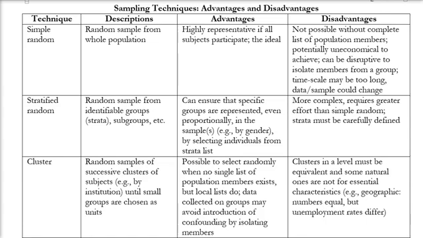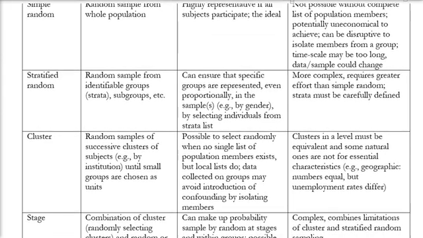Okay, now coming to stratified sampling. We make strata, we make different identifiable groups. Now what is a stratum? A stratum is a group which has the same features or the same characteristics. So these are the keywords that you should take into consideration. Advantages: can ensure that specific groups are representative, even proportionally, in the sample. Disadvantage: it is more complex and requires great effort because you have to then determine the strata.